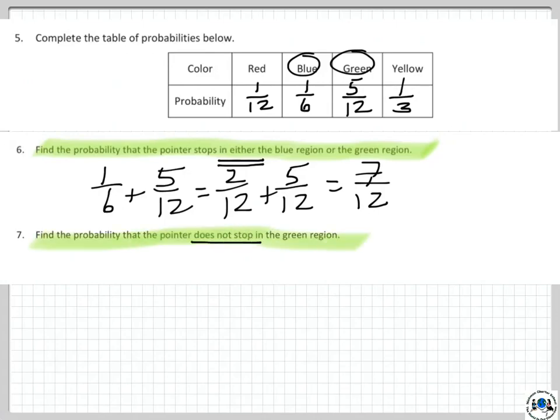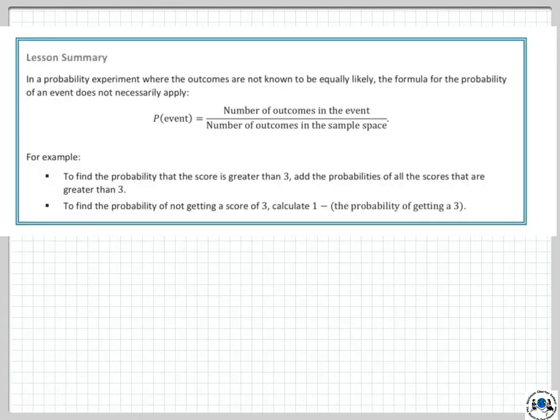And now we have the probability that the pointer does not stop in the green region. Of course, we take our 1, which is our 1 whole, 100%, minus our 5/12 probability of green, and we're left with 7/12 probability of anything but green. Pretty straightforward. Any questions, of course, call me anytime.